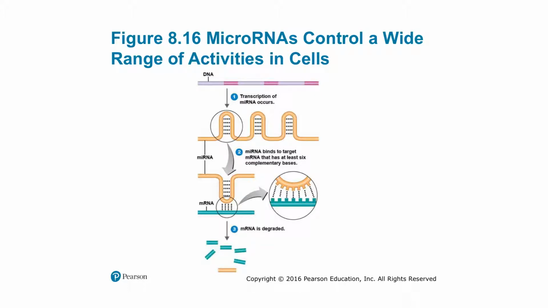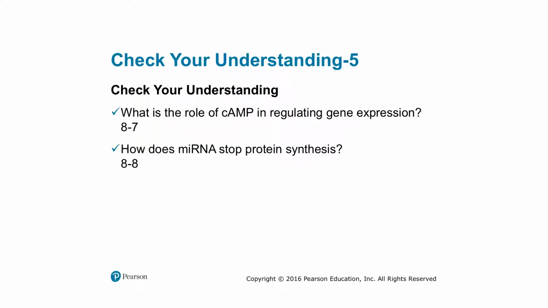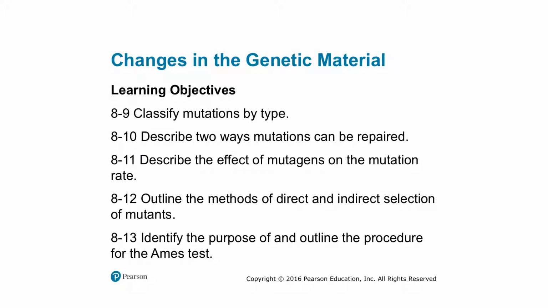And so here we can see this process. The transcription of mRNA occurs, but the microRNAs bind to the target mRNAs that have at least 6 complementary bases, and it keeps them from actually being translated. It actually degrades the mRNA. So here are your check your understanding questions. Please make sure you understand them before you move on.